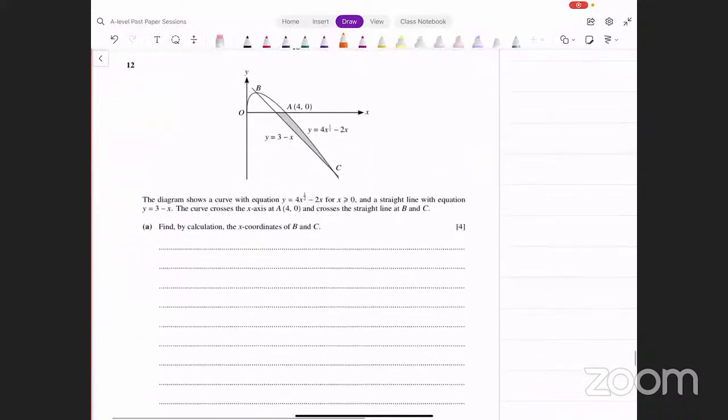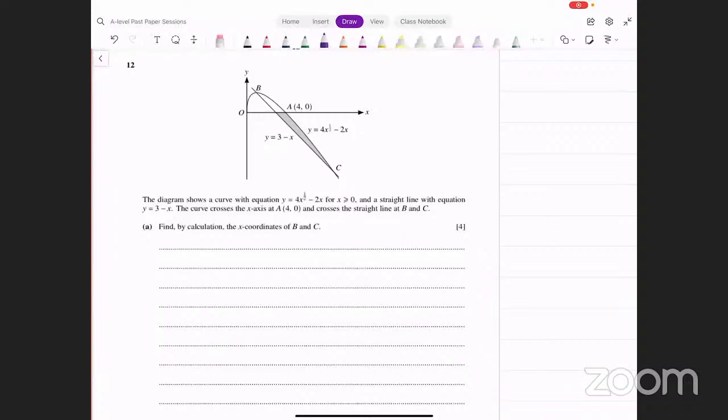That's question number 12. That's going to be the last one. The diagram shows a curve with equation y equals 4x raised to power 1/2 minus 2x for x greater than or equal to 0. Okay. And a straight line with equation y equals 3 minus x. ये आपको ऊपर नजर आ रही है. The curve crosses the x-axis at (4, 0).